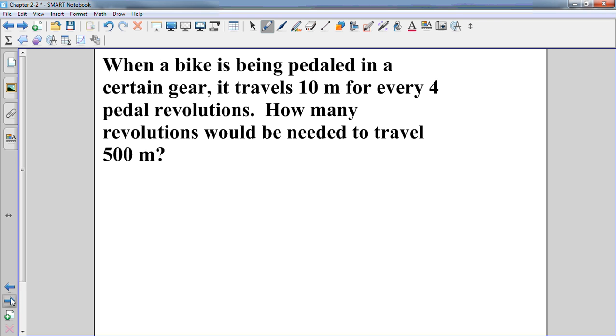Okay? So, can you make a point? Can you make one of those X and one of those Y? Yeah. Which one is the independent variable and which one's the dependent variable? Which one does not matter and which one does? The pedal.